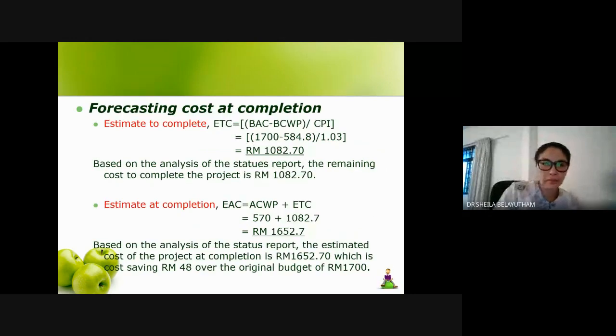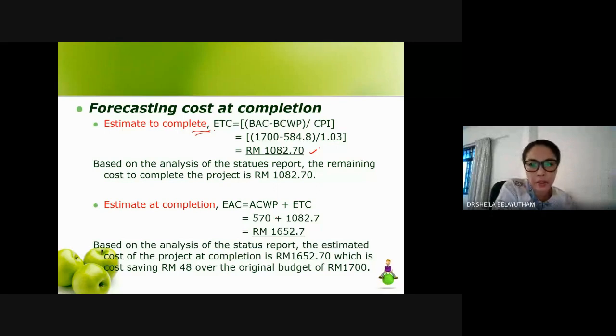Okay, and from there, you should be able to create the forecast. So the estimate to complete: BAC minus your earned value, divided by your cost performance index. That should give you 1,082. And this is the estimated cost left for you to complete. Okay, so this is the cost. And how much do you expect to spend at the end with the current progress?